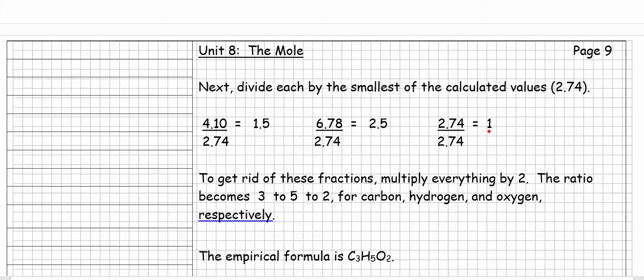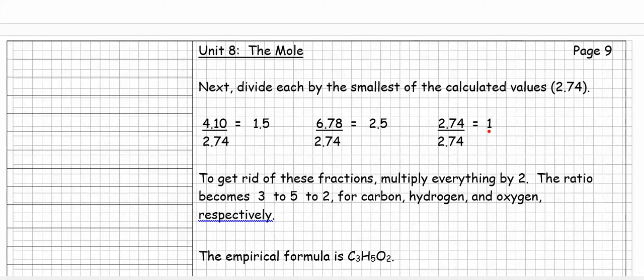Now we've got a little problem here. We've got a problem in that we've got fractions. How do we deal with that? Well, to get rid of these fractions, we're going to multiply everything by 2, right? We're going to multiply everything by 2. That's going to help us remove these fractions. The ratio becomes 3. That's 1.5 times 2 is 3.